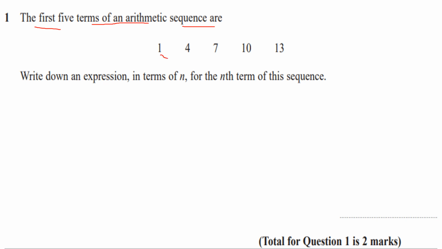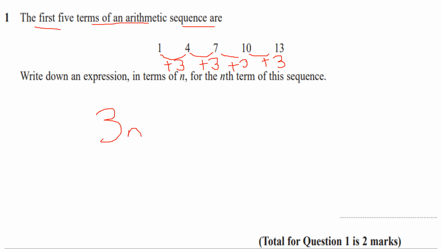Well, from 1 to 4, I'm adding 3. From 4 to 7, I'm adding 3. From 7 to 10, I'm adding 3. And from 10 to 13, I'm adding 3. So each time I'm adding on 3, so it's following the 3 times tables, hence I'll put 3n.